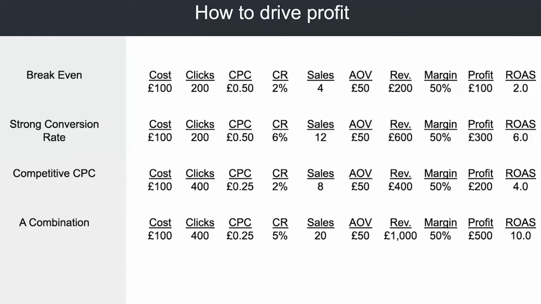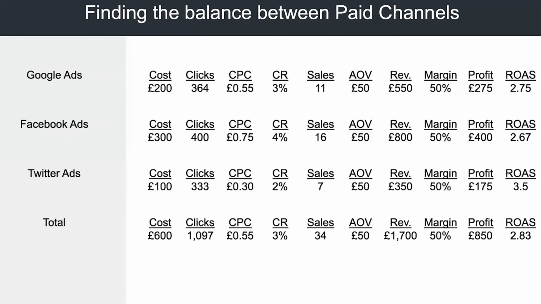Now, that's fine, looking at different metrics across these different examples, but how can you use those in a real life example? It's looking at them between your different paid channels and the campaigns that you're running within each of those channels as well. So in this example, as you can see, we've got different levels of spend across Google Ads, Facebook ads, and Twitter ads. And as you can see, they deliver different levels of profit.